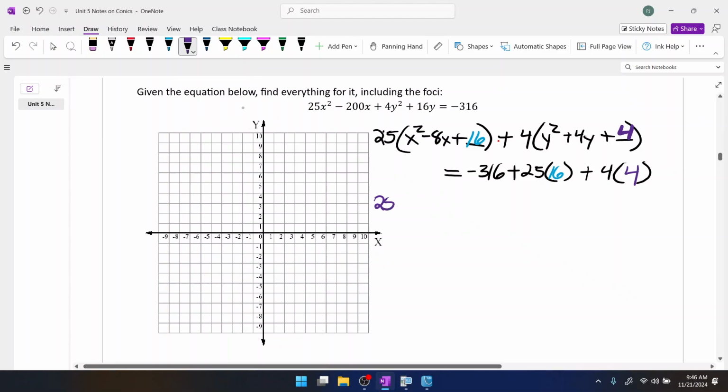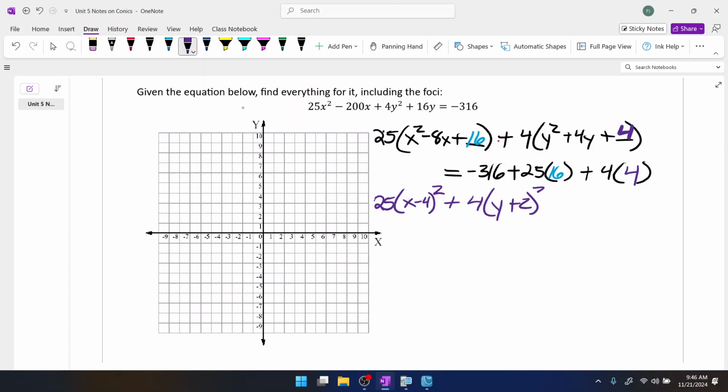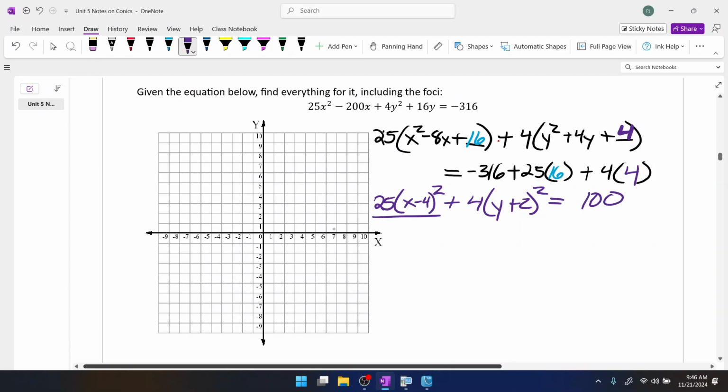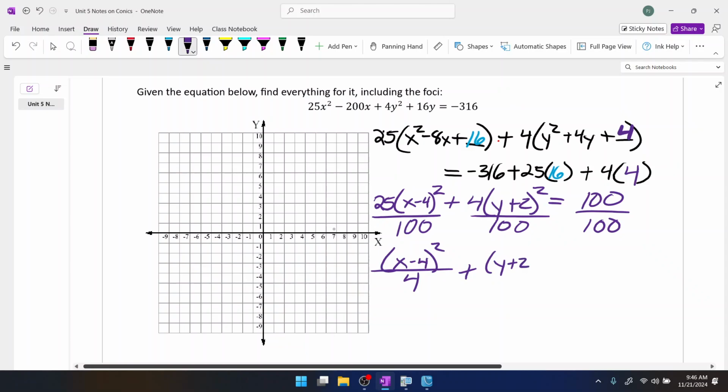So you have literally 25 times x minus 4 quantity squared plus 4 times y plus 2 quantity squared equaling, so yeah, -316 plus 400 plus 16, and that's going to be 100. We divide out by the 100s. And we get x minus 4 quantity squared over 4 plus y plus 2 quantity squared over 25 equaling 1.